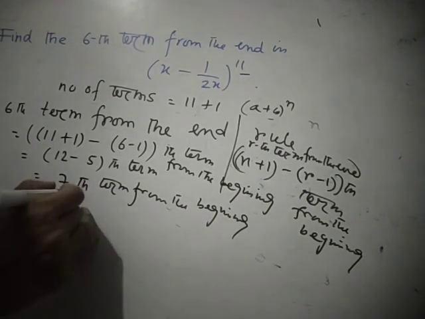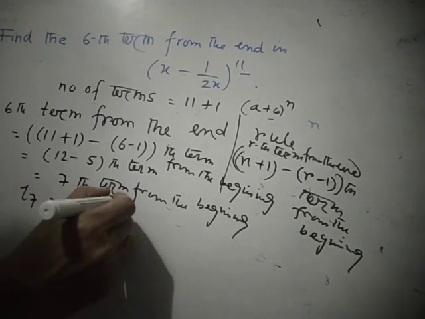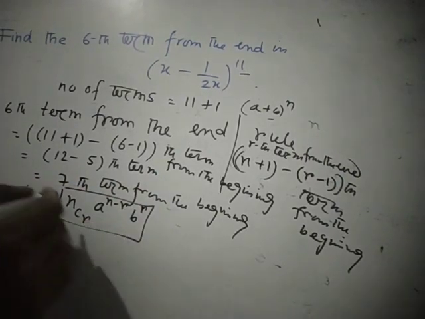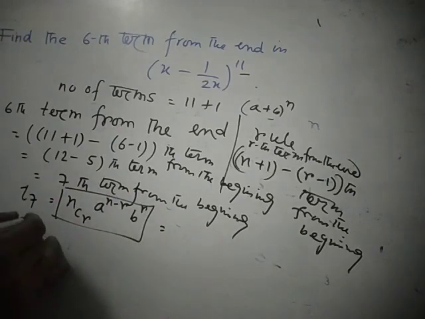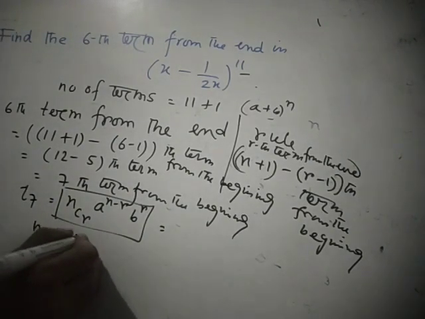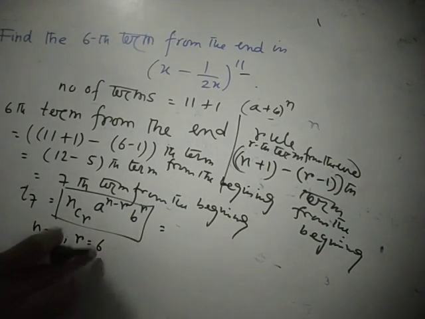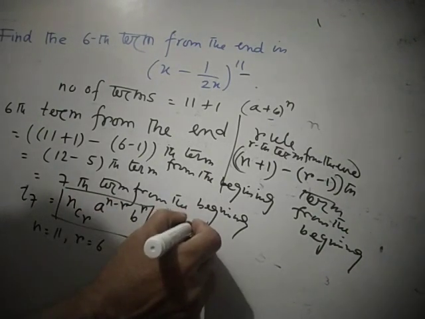We know the rule that we can write T(r plus 1). So the formula will follow: nCr a to the power n minus r, b to the power r. This is the formula. Here in this case the power n is 11, and because it is the 7th term, we write T6 plus 1, so r equals 6. A is given as x and B is minus 1 by 2x.